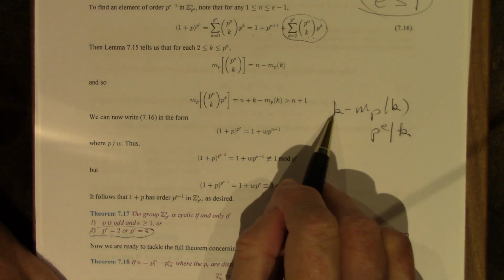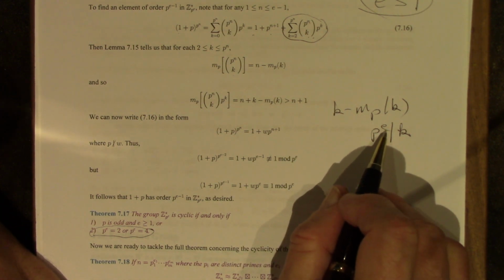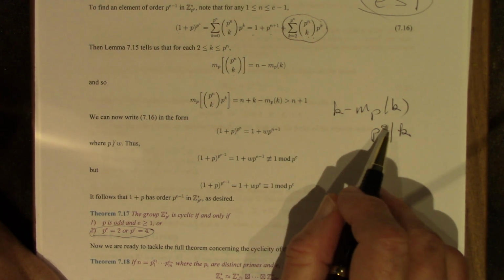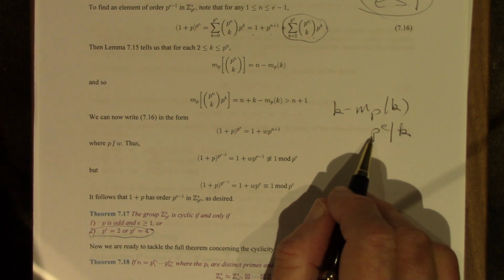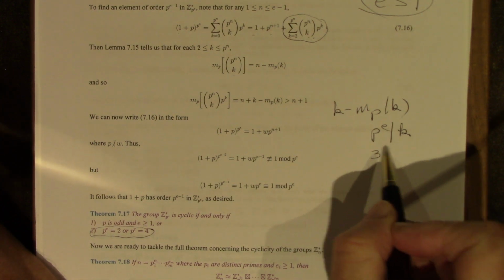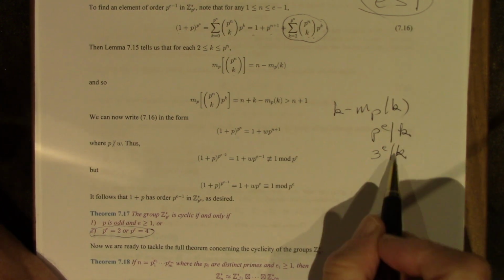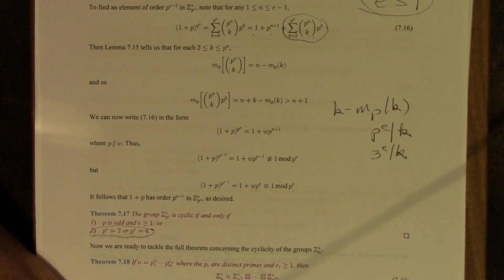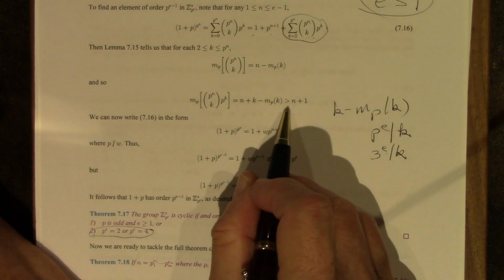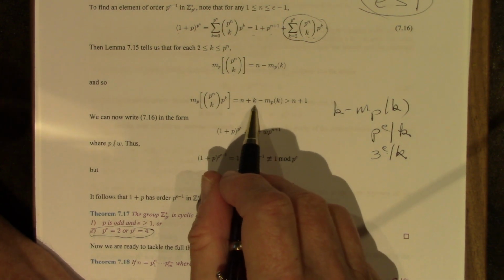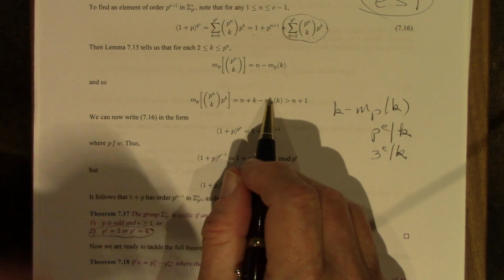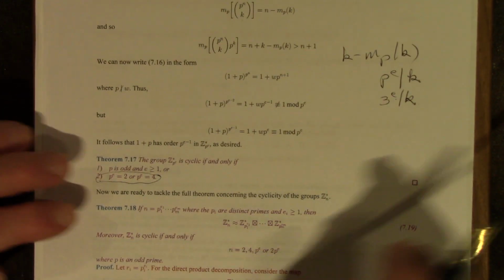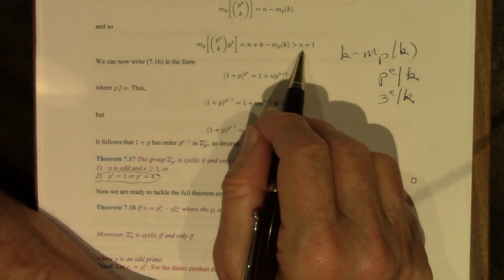Now when you take k and subtract e, k has got to be considerably larger than e. Even if p was 2, well, we know p is at least 3. You're looking at 3 to the e divides k. How is e going to compare to k? Considerably smaller. Small enough so that this number is bigger than 1. Okay? Bigger than or equal to 2 at least. Okay?